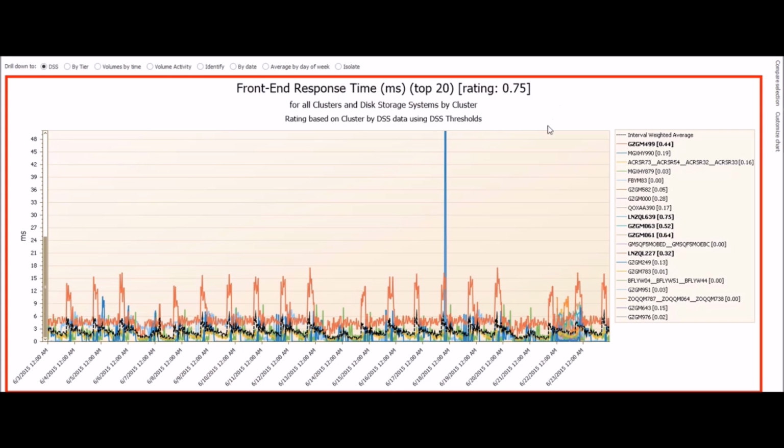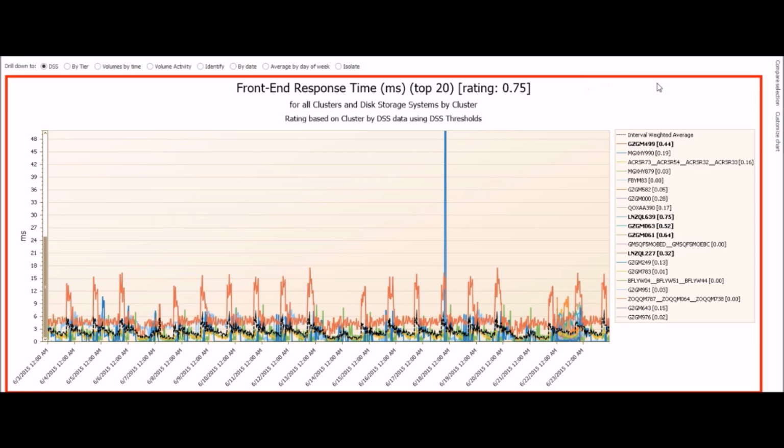On this screen, we are looking at some trending charts for clusters. Clusters are groups of servers that share storage LUNs. IntelliMagic aggregates the performance and capacity for servers that share storage into a single, non-overlapping entity called a cluster. This chart shows the top 20 clusters' response times over a period of several weeks.